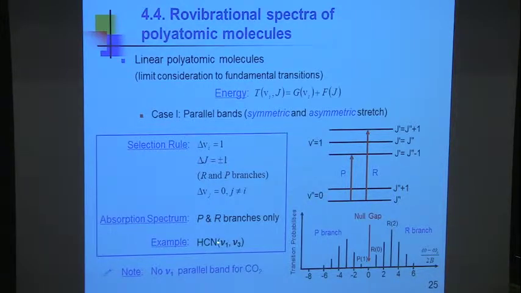Example being HCN, nu 1 and nu 3 both. Not nu 1 for CO2 because that's symmetric. So now our energy level diagram would look like this. V double prime of 0, V double prime of 1, or V prime of 1. We can have either P and R.